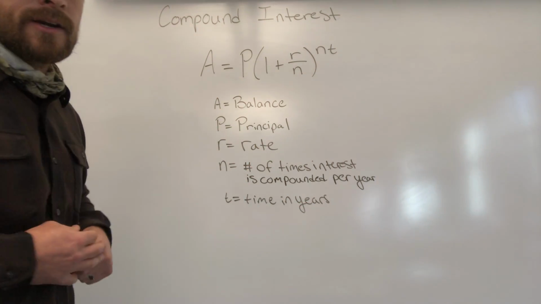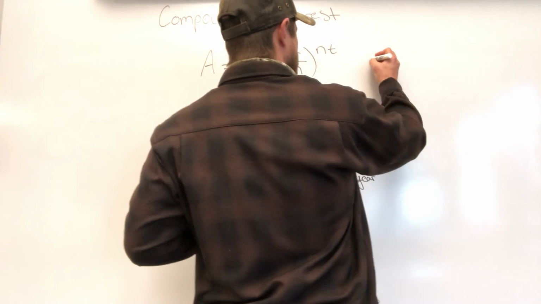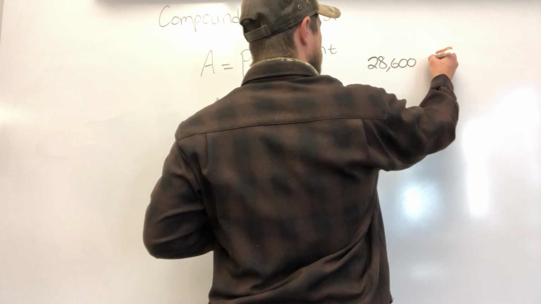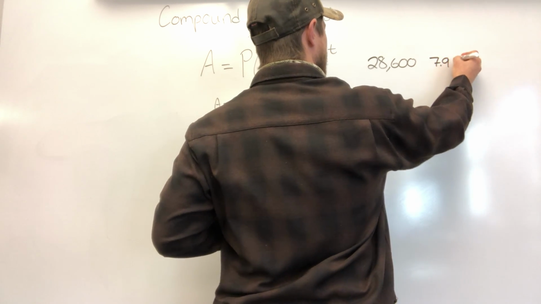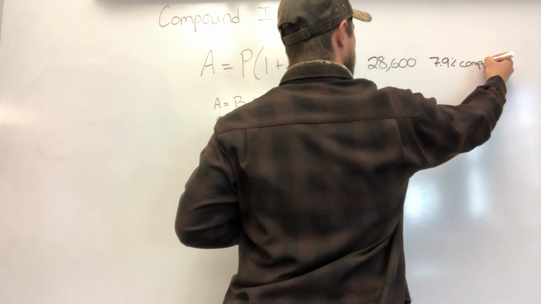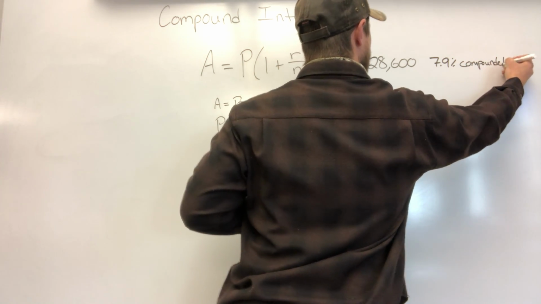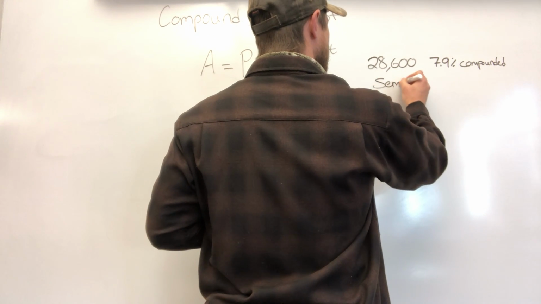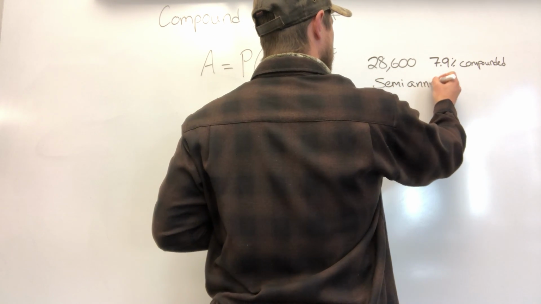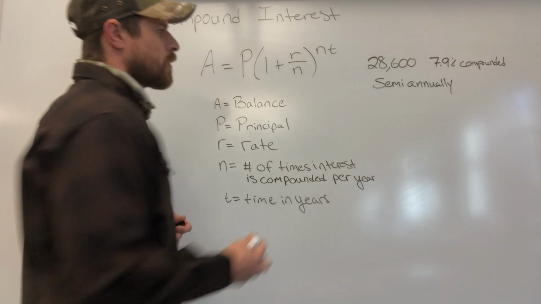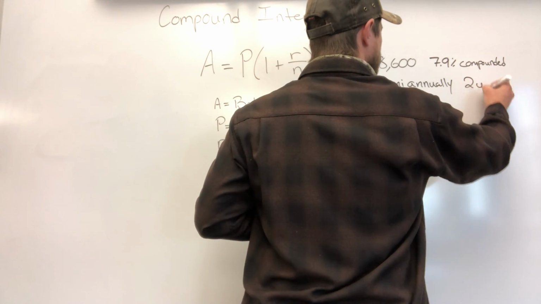So let's look at a scenario here, a very specific individual. Let's say they put $28,600 into an account that gains 7.9% interest, okay? And it's going to be compounded semi-annually, okay? All right, so semi-annually. They're going to leave it in there for, let's say, 2 years.